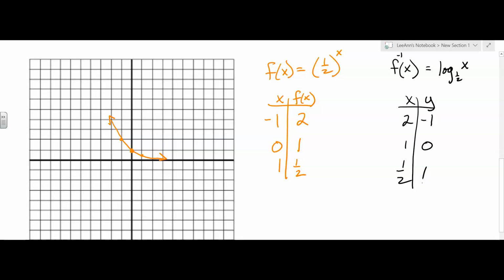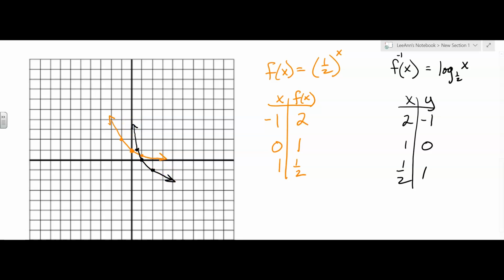Okay, now let's graph these. 2, 1. No, 2, -1. Sorry, I read that wrong. You're probably going, what? 2, -1. 1, 0. And 1/2, 1. Like there. What happened to my 2, -1? It's right there. All right, and that graph looks like this.